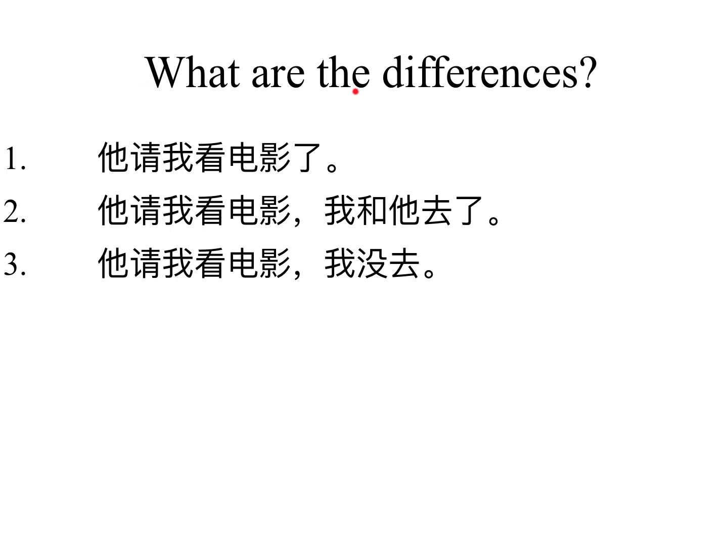Okay, what are the differences? 他请我看电影了. This is a typical situation to use 了, right? Verb, object, 了. We completed this action. 他请我看电影.